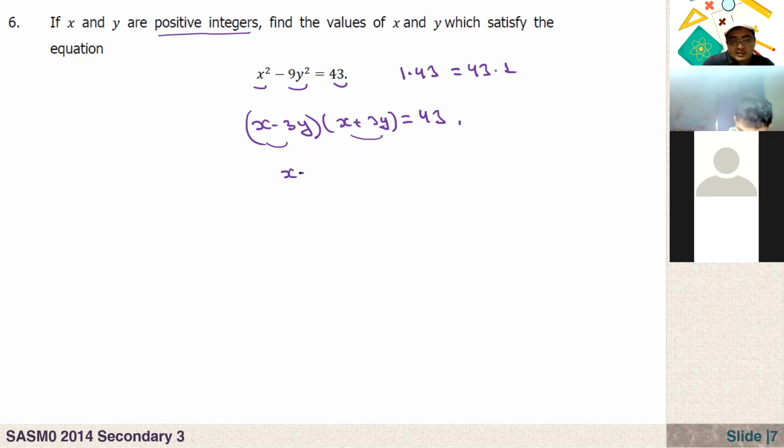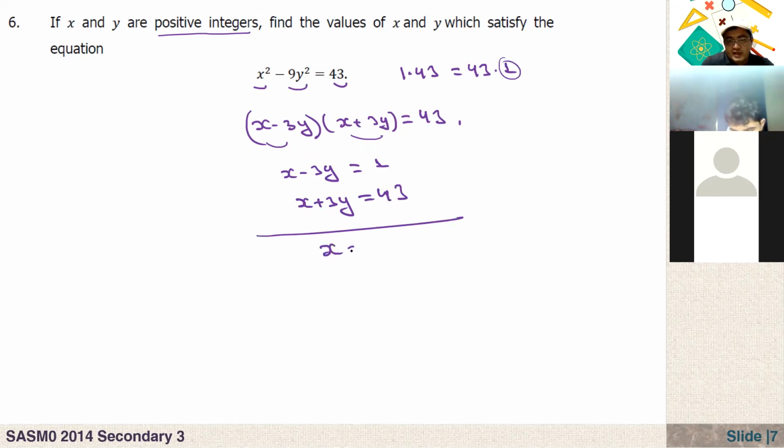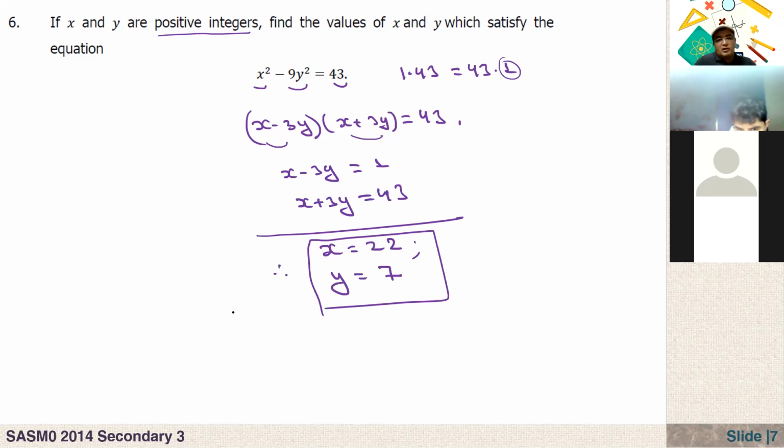That means that x minus 3y must be equal to the smaller factor, which is 1, and x plus 3y must be equal to 43. Now if we add them together, we get 44, so x is 22. If x is 22, then 3y is 21. What is y? y is equal to 7. So the values of x and y that satisfy the equation are 22 and 7.